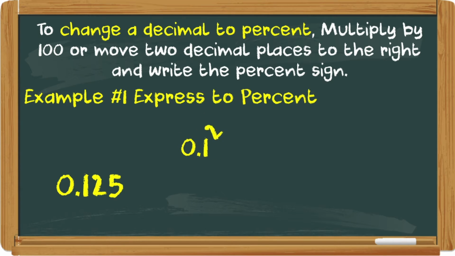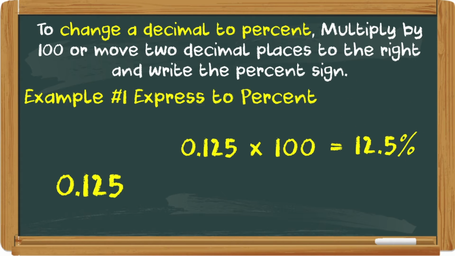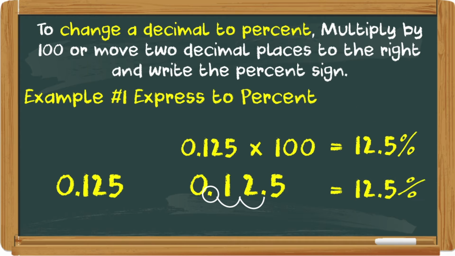Using the first method, simply multiply 0.125 by 100 and will give us the answer, which is 12.5%. Huwag kakalimutan ilagay ang percent sign. Using method number 2, we simply move the decimal point 2 places to the right. So moving the decimal point, we have 1, 2, we'll have 12.5%. Pwede po natin gamitin kahit anong method sa dalawa.